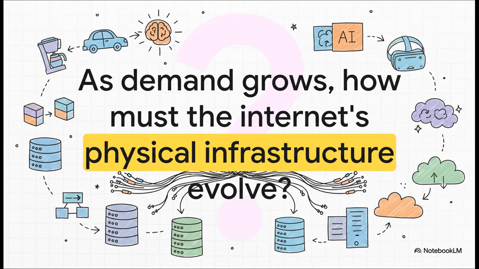So, no, the internet isn't magic, but it's pretty magnificent, and it leaves us with a really fascinating question to think about. As our world gets more and more connected, as we plug in our cars, our homes, our coffee makers, and as we demand more and more data for things like AI and virtual reality, how is this invisible physical infrastructure going to have to evolve to keep up? What does the future of the internet's backbone even look like?